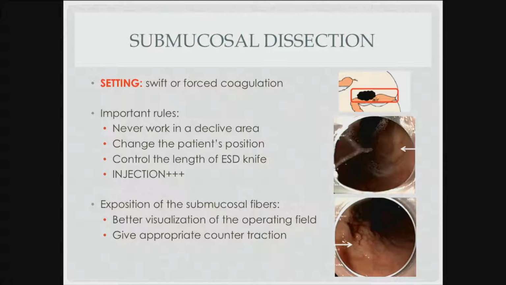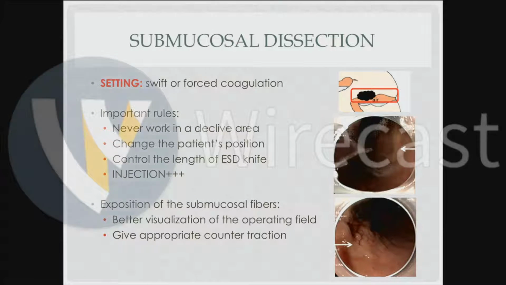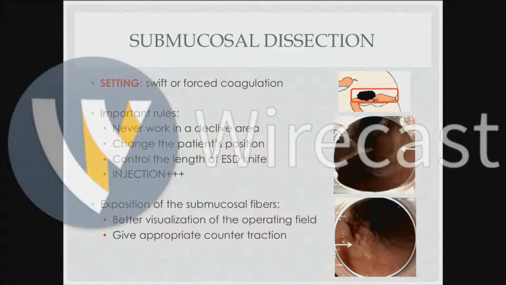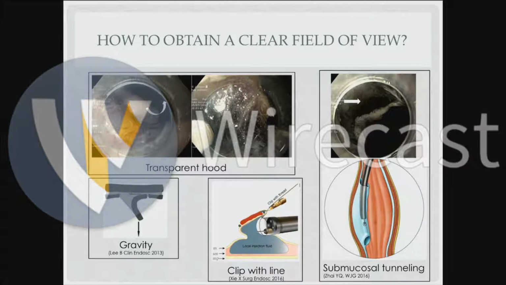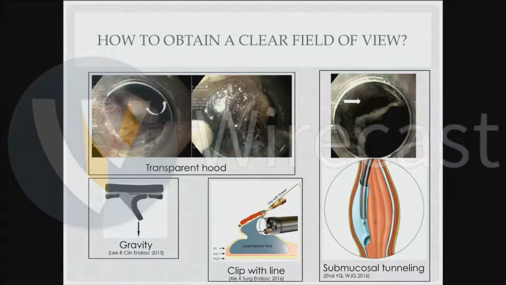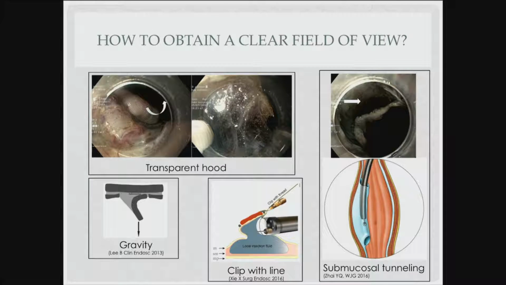Your objective is to expose the submucosal fibers to have a better visualization of the operating field and to give appropriate counter-traction and to do the dissection. How to obtain a clear field of view? I already discussed the transparent hood, but you have to use gravity.